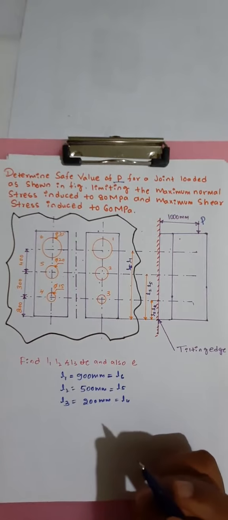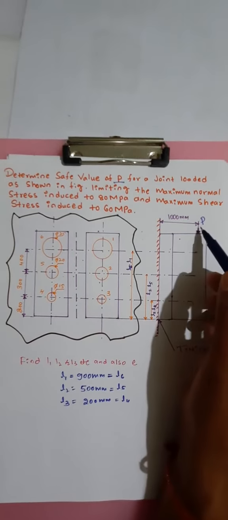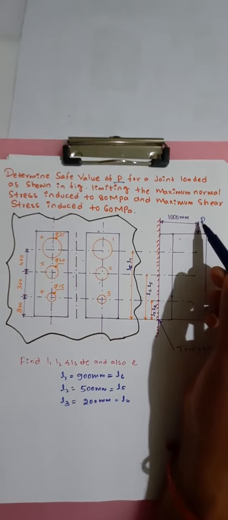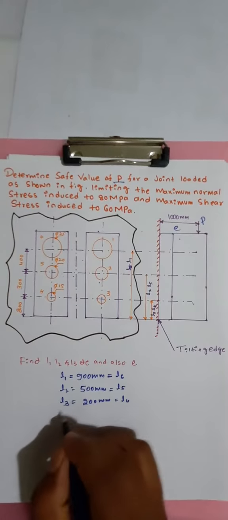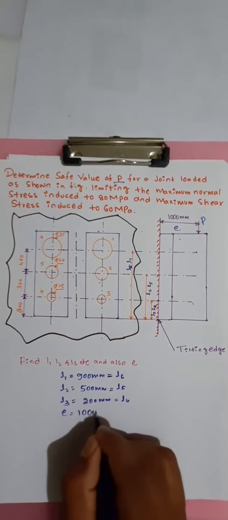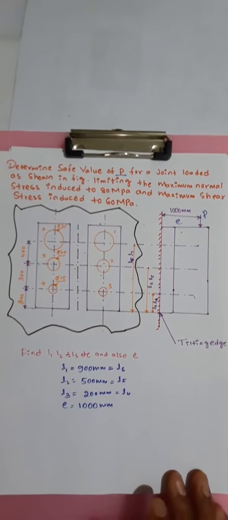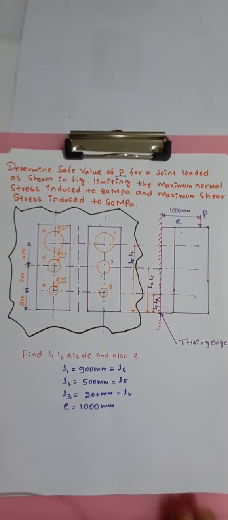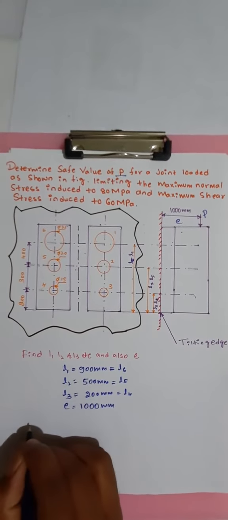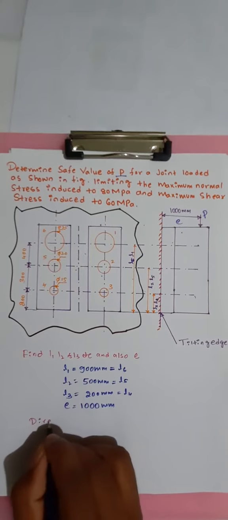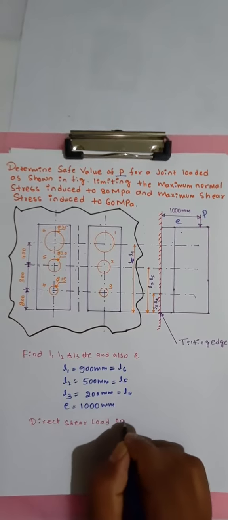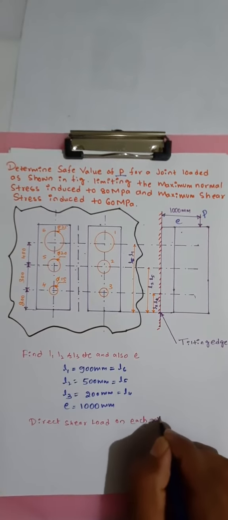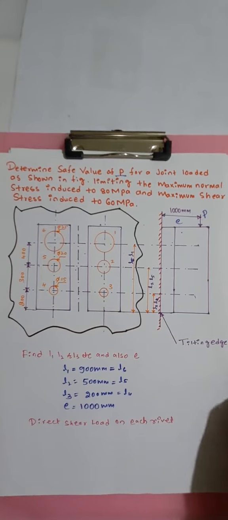With this we can also find out the value of E. The value of E is nothing but the distance from the line of the load to the tilting edge. So E is equal to 1000 mm. Next, what we need to find out is the direct shear load on each rivet.